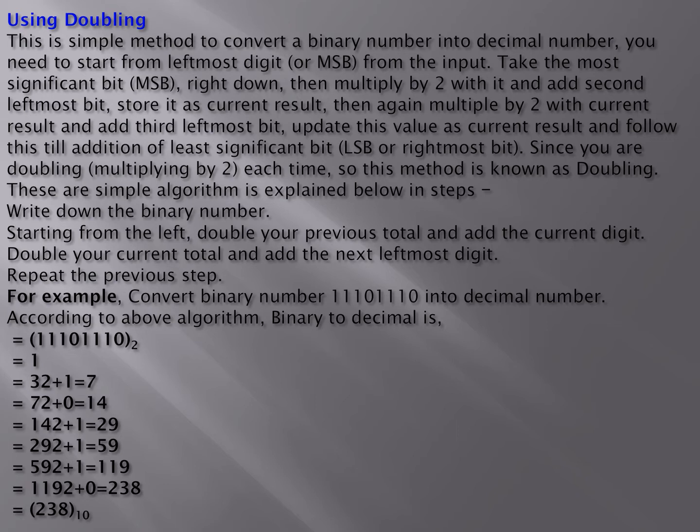For example, convert binary number 11101110 into a decimal number. According to the above algorithm: 1, double it plus 1 is 3, double plus 1 is 7, double plus 0 is 14, double plus 1 is 29, double plus 1 is 59, double plus 1 is 119, double plus 0 is 238. That is equal to 238 in base 10.